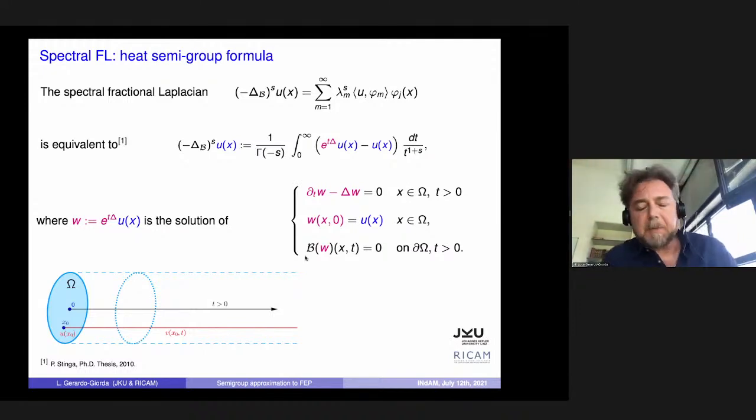The enormous advantage of this formulation is that, if we want to approximate the action of this operator, we are actually splitting the problem into two. A problem where we have to solve a standard heat equation with the boundary conditions imposed on the boundary, and then we have to approximate a one-dimensional integral. And this is what you actually do.